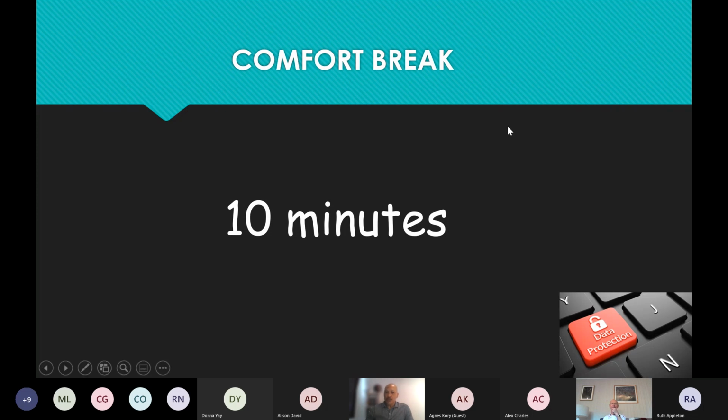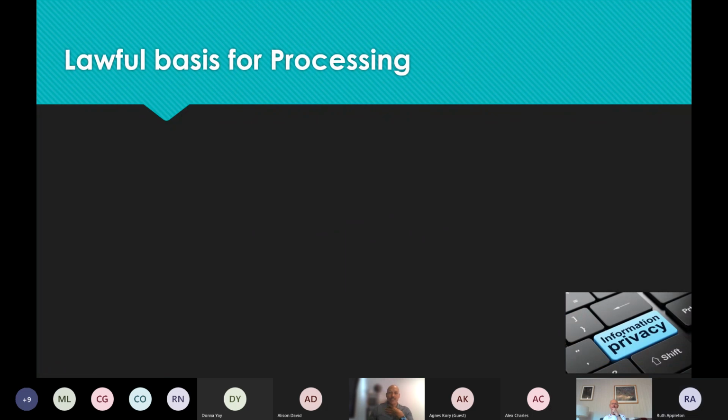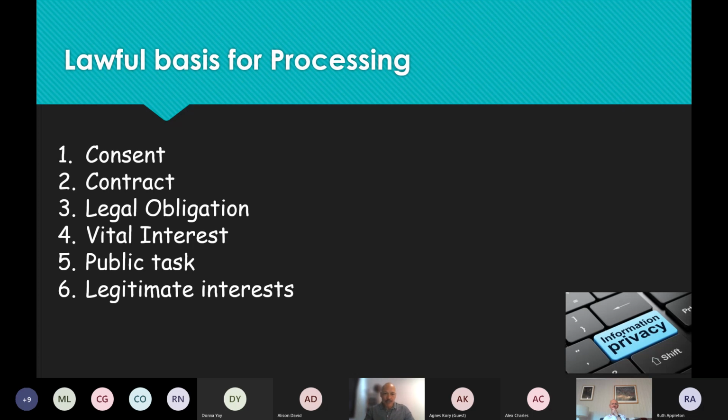Okay, so what we're going to go through first for this session is the lawful basis for processing. We saw the principles, and one of the first principles there was lawfulness. You remember I said for you to process personal data, you must have, and I will say document, not just have, you must have and document a lawful basis for processing personal data. Here are the lawful bases as specified within the GDPR.